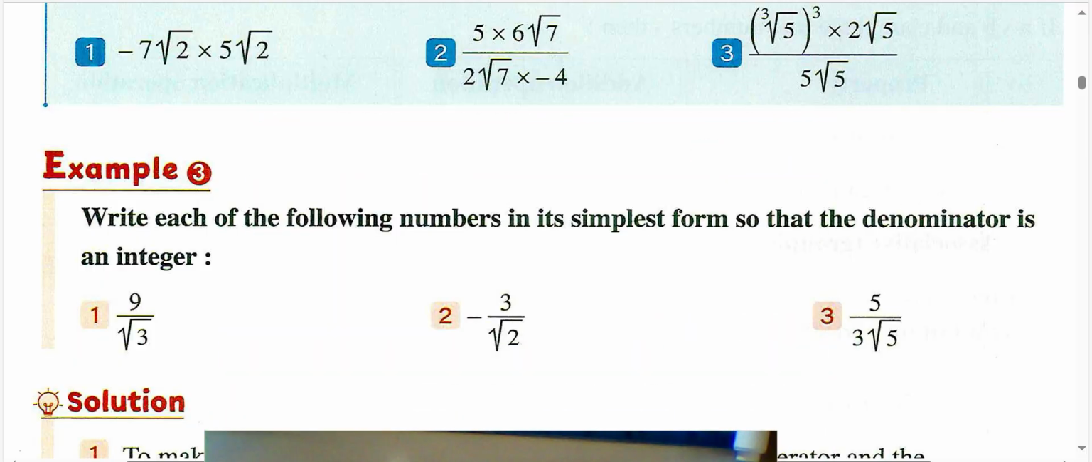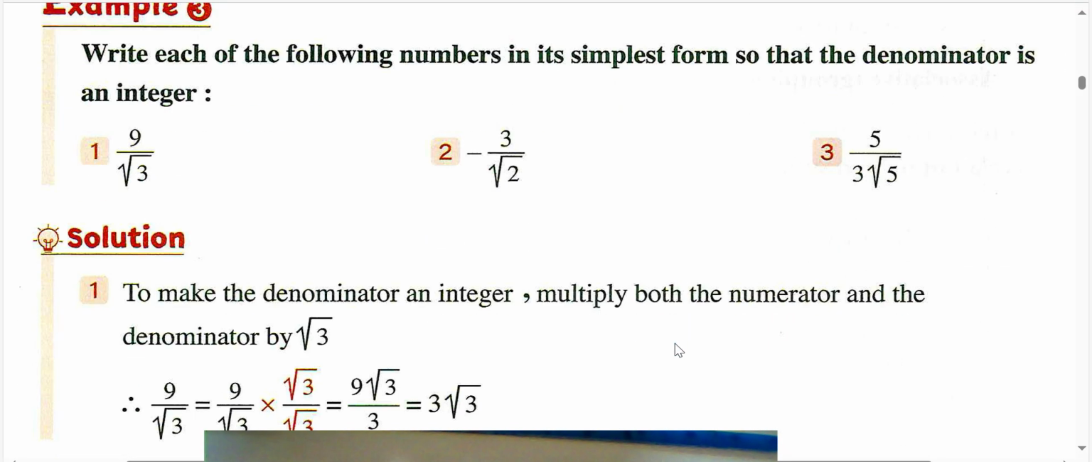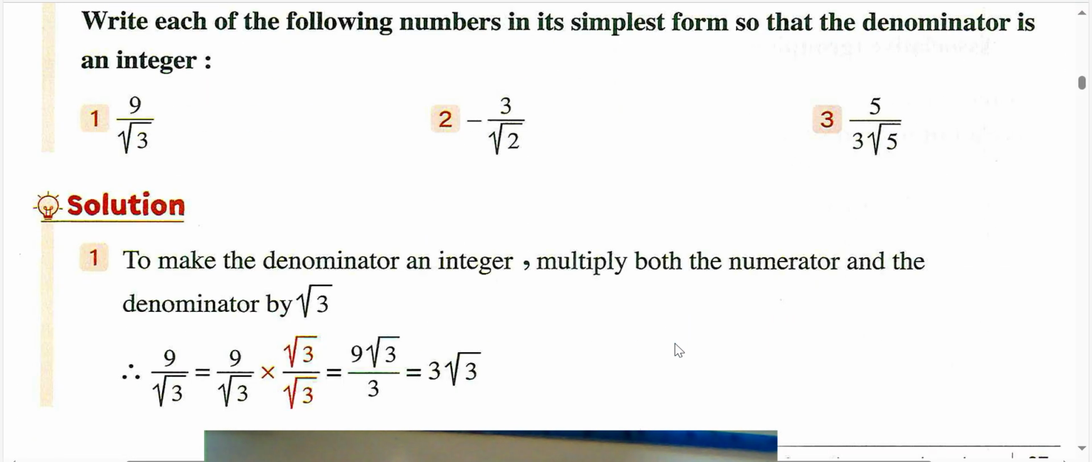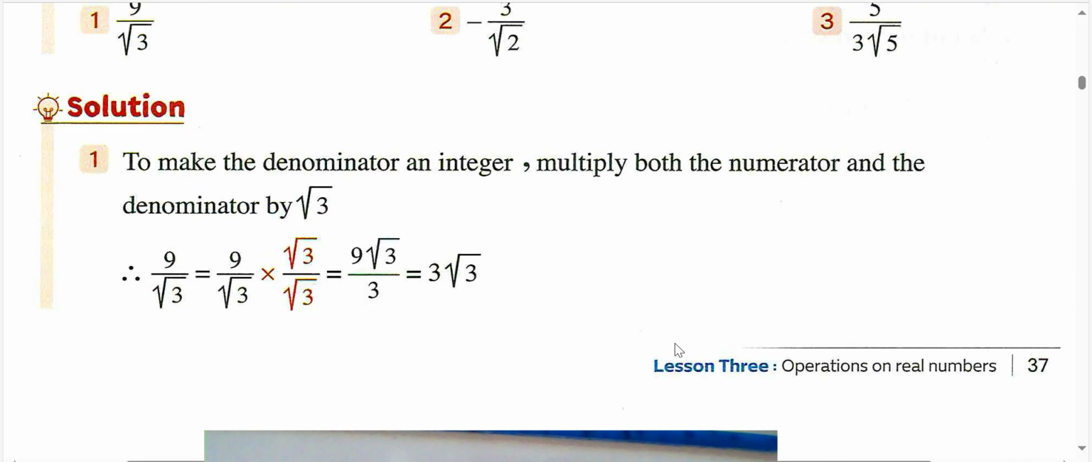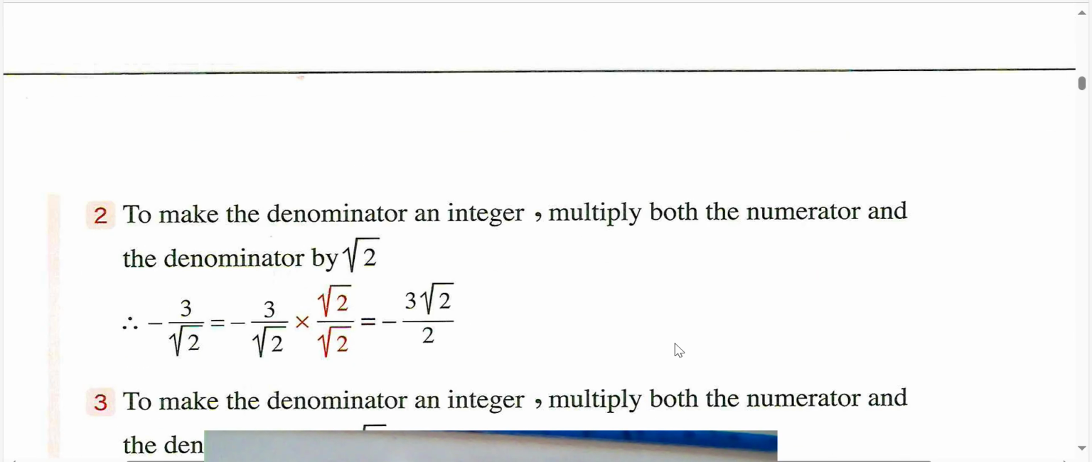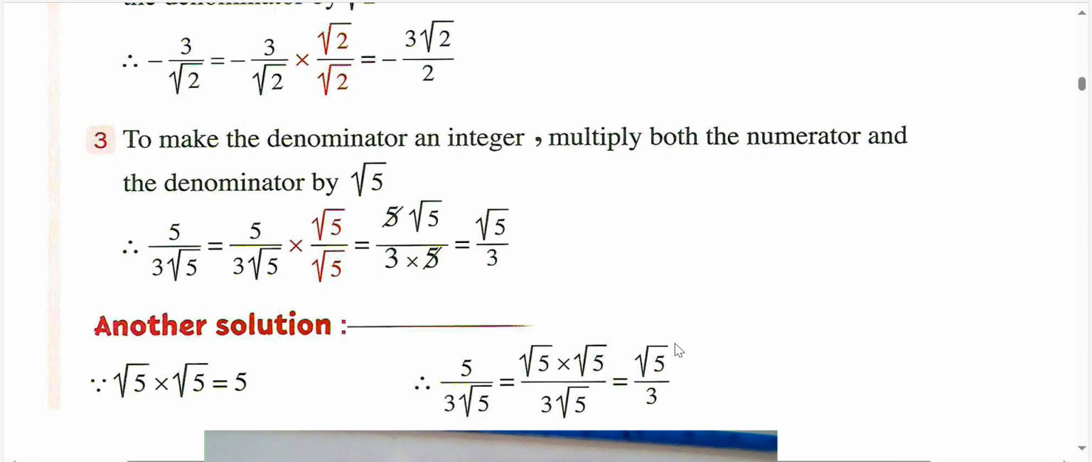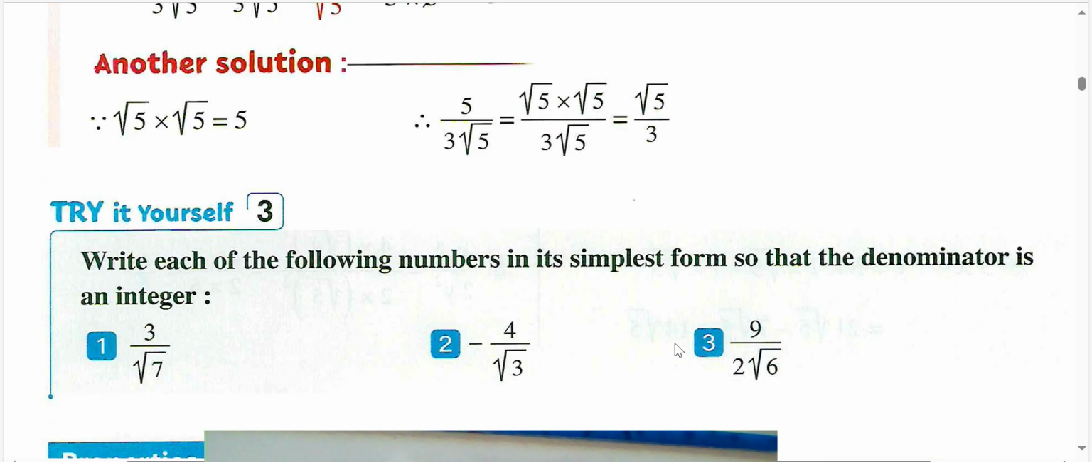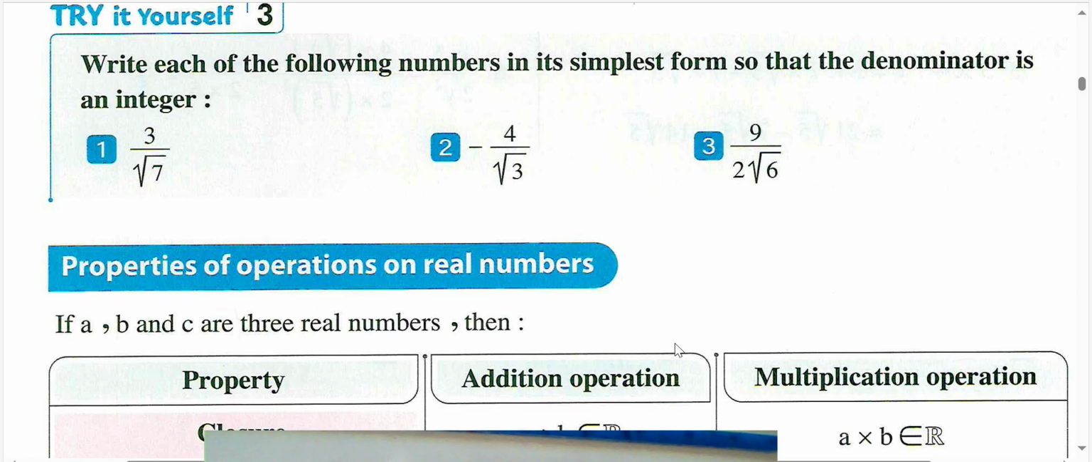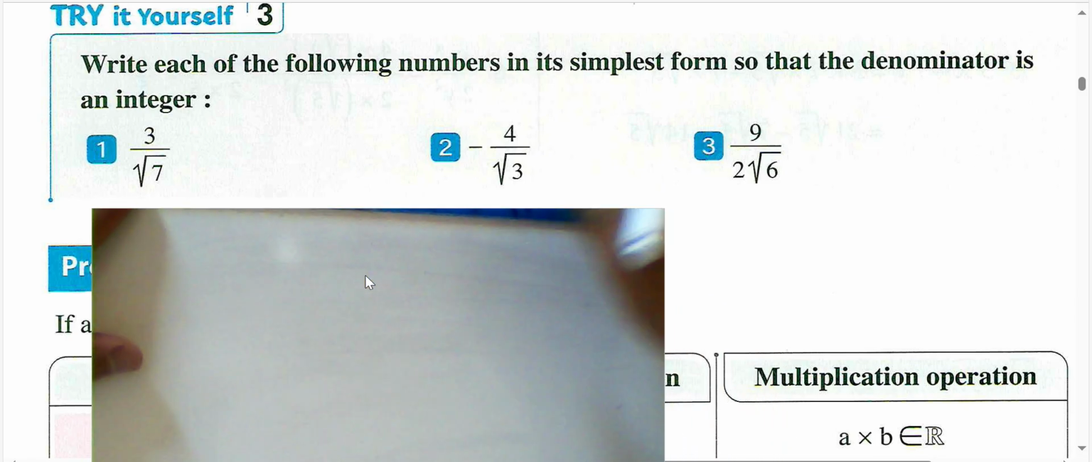Next question. In this example we must convert the denominator to whole numbers or rational numbers by multiplying by root 3. That is the first one; here is the solution. I will let you solve the next question by yourself. Try solving number 3: write each of the following numbers in the simplest form so that the denominator is an integer.